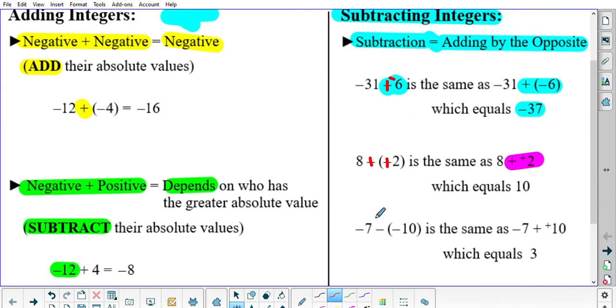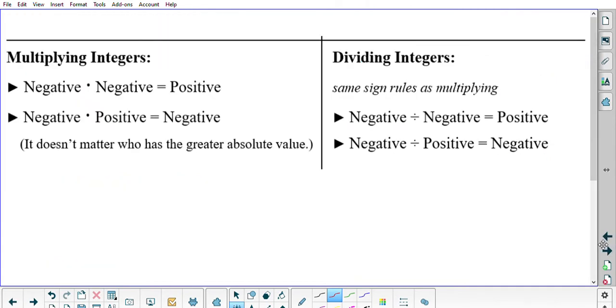Same thing on the next one. Negative 7 minus negative 10 is the same as adding the opposite, so it makes it negative 7 plus positive 10. And then since it's a negative plus a positive, you subtract in your head, and 10 has the bigger absolute value, so the answer would be 3. And that's a quick review on adding integers and subtracting integers. Now, let's quickly talk about multiplying integers and dividing integers.